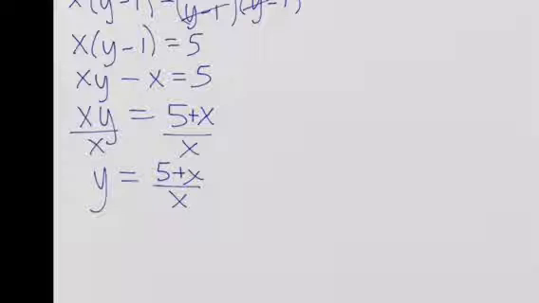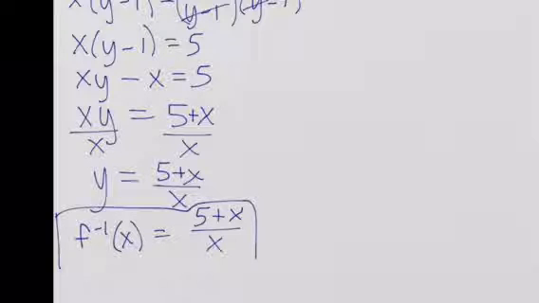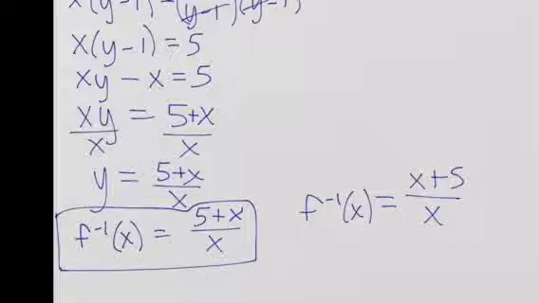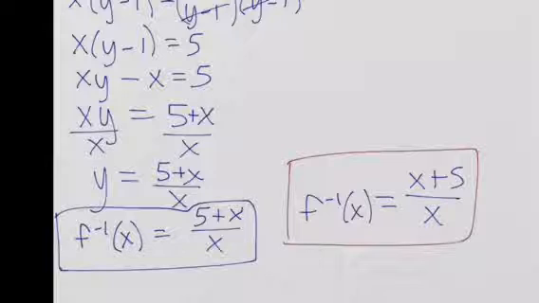We'll rewrite it so that instead of y, we have f inverse of x. It's our new function, equals 5 plus x divided by x. And this is the answer to the problem. Although this is the correct answer, the answer that the homework is looking for is f inverse of x is equal to x plus 5 over x. Your answer on a test, I would accept either one of these. They are both equally correct.